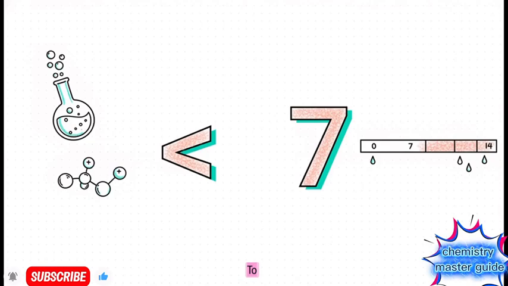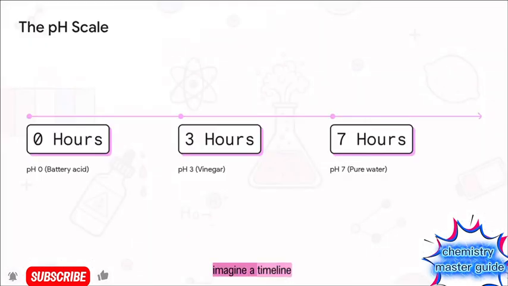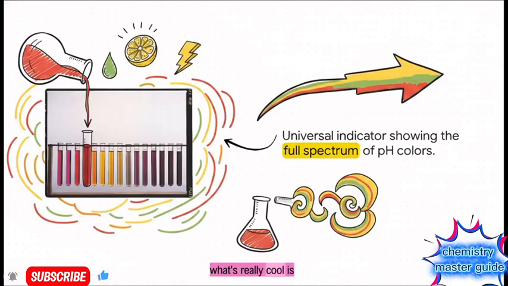No exceptions. To put that into perspective, imagine a timeline of acidity. You start with highly concentrated, incredibly strong acids down at 0, stuff like the battery acid in your car. Then, as you move up the scale to around 3, you hit weaker acids like vinegar or orange juice. Finally, as the acidity drops off entirely, you arrive at exactly pH 7. That's perfectly neutral, like pure drinking water. Basically, the lower the number, the higher the concentration of those H+ ions. Now, what's really cool is how we can actually see this invisible scale using a mixture of dyes called universal indicator.